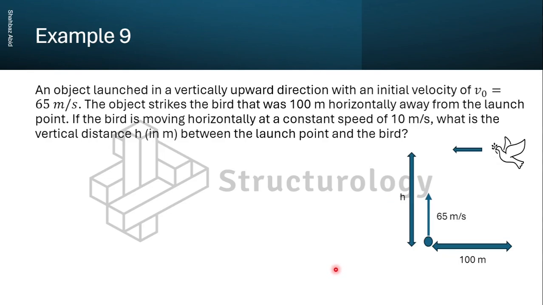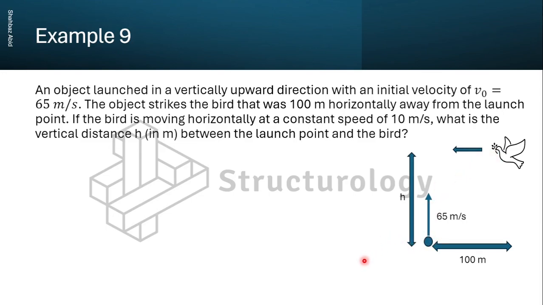Let's see example 9. An object is launched in a vertically upward direction with an initial velocity v0 equal to 65 meters per second. The object strikes the bird that was 100 meters horizontally away from the launch point. If the bird is moving horizontally at a constant speed of 10 meters per second, what is the vertical distance h in meters between the launch point and the bird?